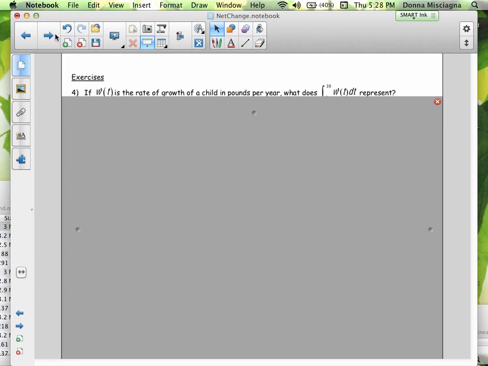These are very much like FRQs on the AP Calculus test. If W, there's a prime symbol in there, I don't know if you notice it. So, all right, that's the derivative. If W prime of T is the rate of growth of a child in pounds per year, and if we think about it, the derivative gives us the rate of change. So that has to be the derivative. So rate of growth of a child in pounds per year, what does the integral of W prime of T dt from 5 to 10 represent?